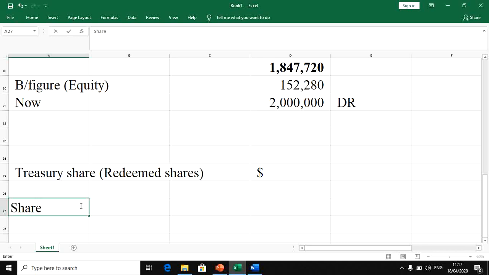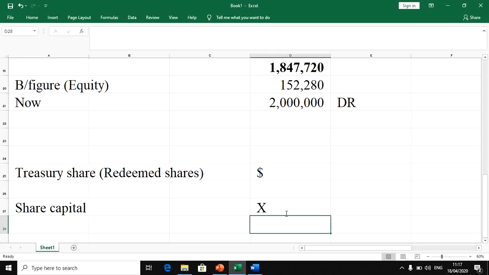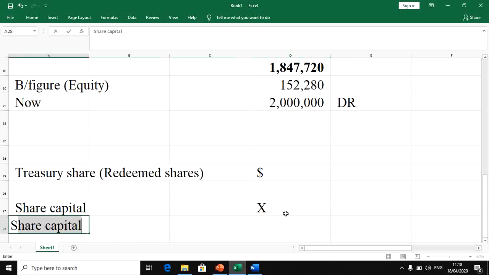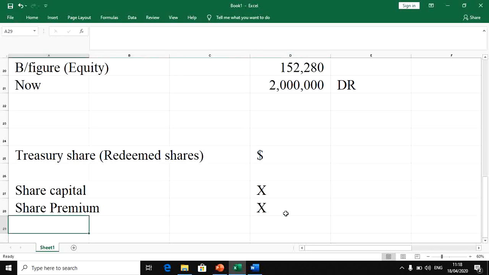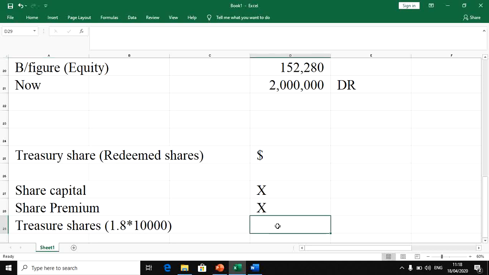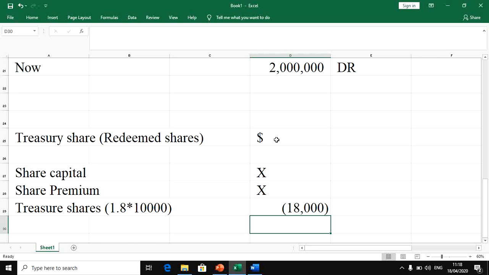So we have got share capital. All right. I'm just giving you some picture of some kind here. And then we've got share premium. All right. I give you again X. And then we are told that if we have got treasury shares, what are we to do? We're supposed to deduct that. So 1.8 multiplied by 10,000 shares, you should be getting minus 18,000. That's what you have there. All right. That's how you treat that.